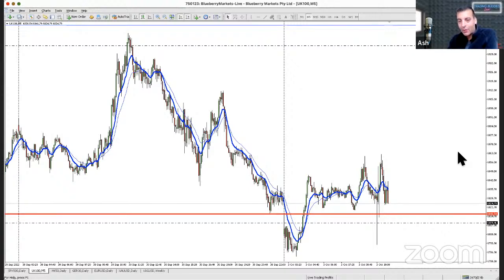But I'll tell you one thing, I'll be really interested if I find a break of a trend line and the first higher low on an hourly. I'll be really interested in flipping positions on the FTSE. But as I say, that is not there yet. So things are still short for me.